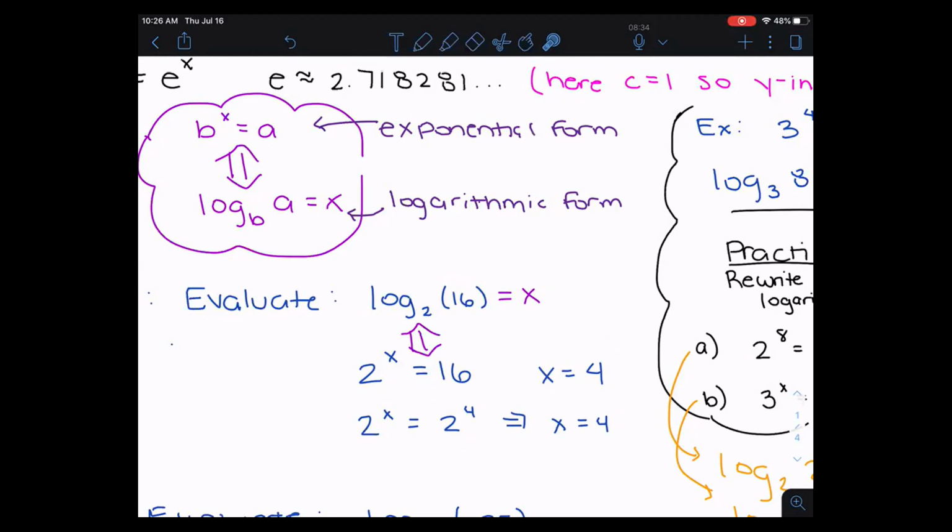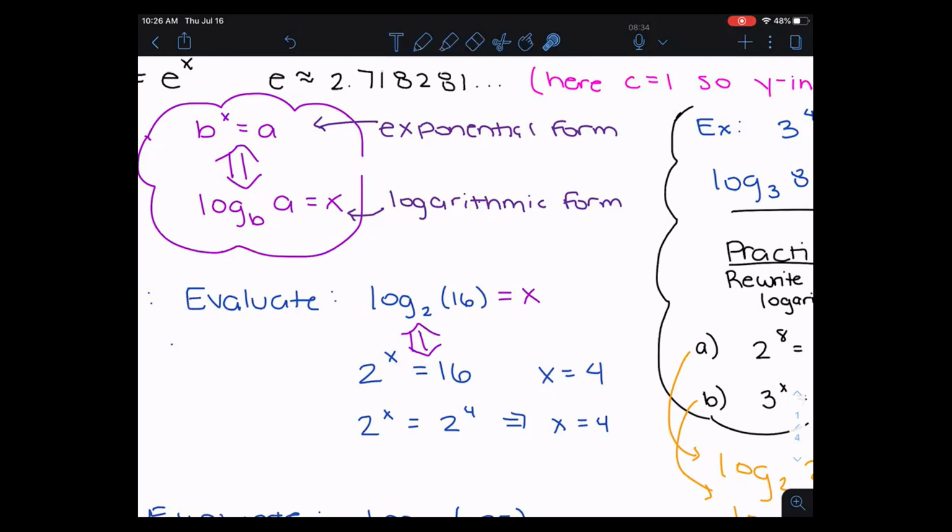Yeah, Professor. Professor. Yes. If you have a logarithm to the base of a number like log 2 to the base of 2, is it the same thing as 1? I'm sorry, repeat that one more time.